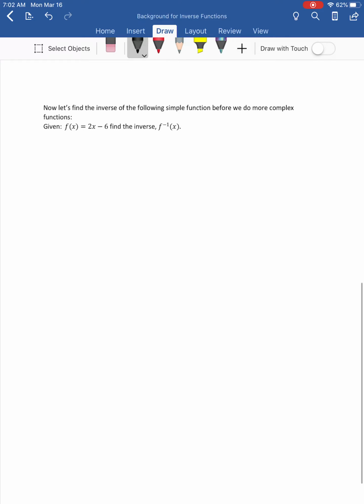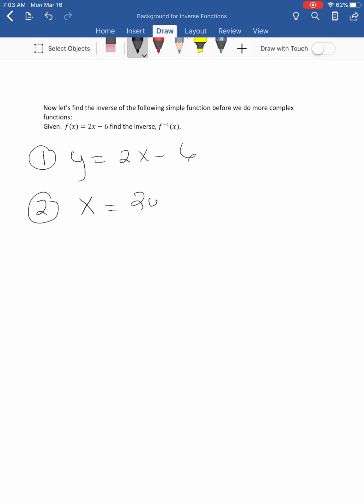Okay, now I want us to actually work this one out, going through the steps. Our first step is to replace f of x with y. The second step is to interchange the x and the y. So the y becomes an x, the x becomes a y. Now we want to solve for y.